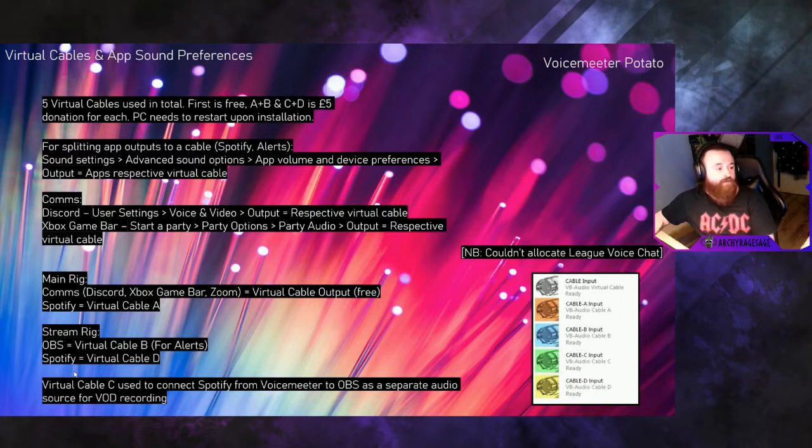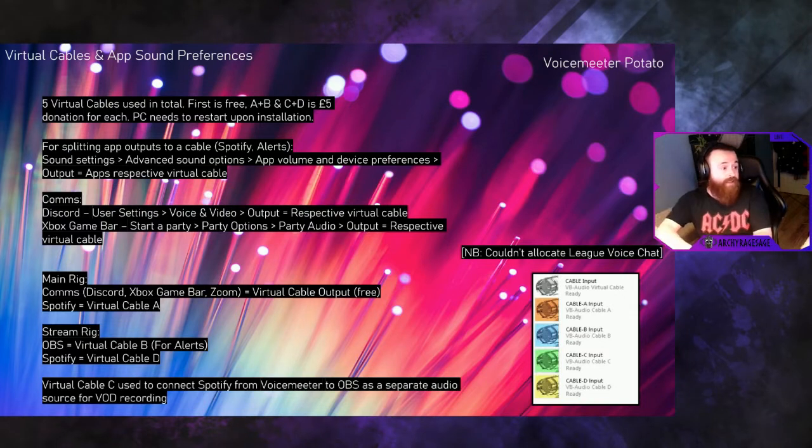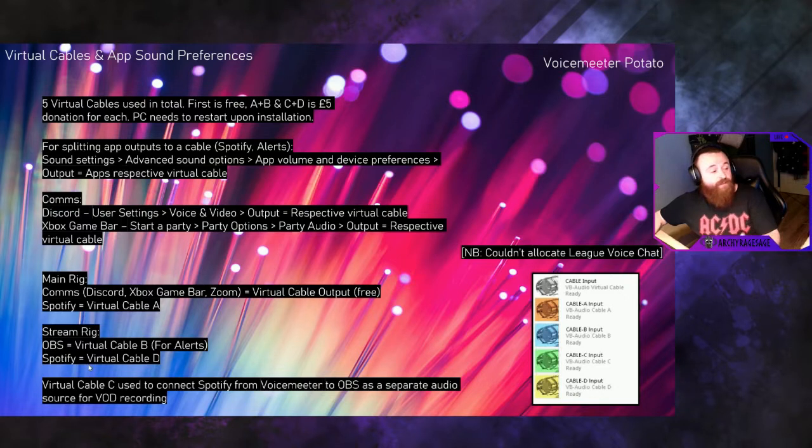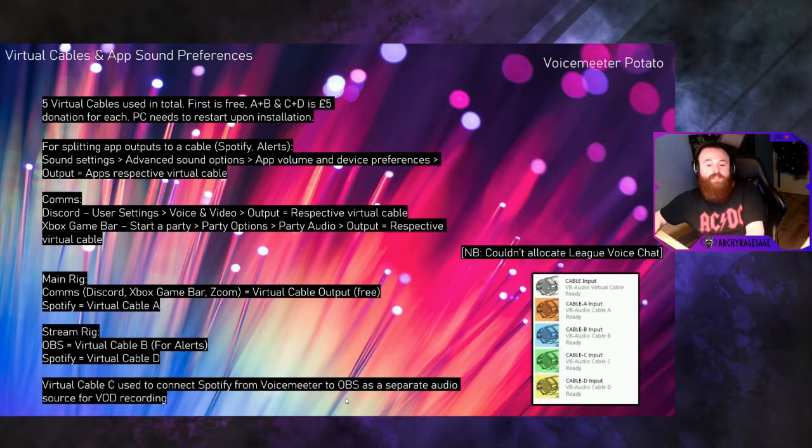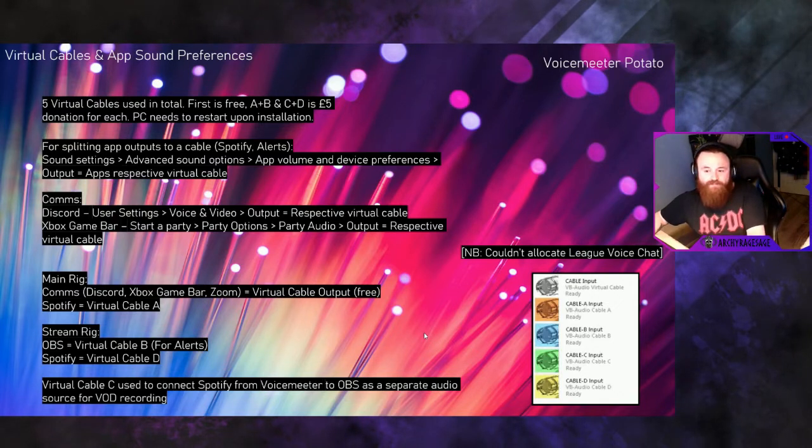And then streaming, this is where it gets weird for Spotify on my streaming laptop. I need to use two virtual cables to separate the audio for OBS. So I need to separate it from my Voicemeeter, but then I need to separate it again from my OBS. So I've used virtual cable D for it to be placed into Voicemeeter, and then C is used to connect Spotify from Voicemeeter to OBS as a separate source for voice recording. I'm saying all this stuff and then I'm reading it and I'm like, oh yeah, I said that. So that's that.